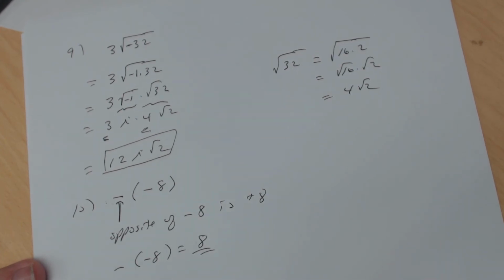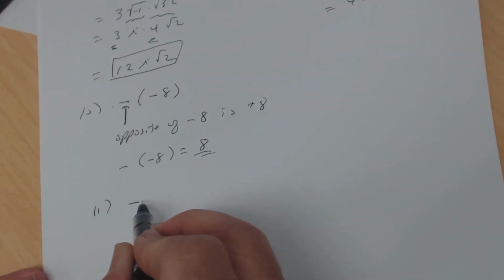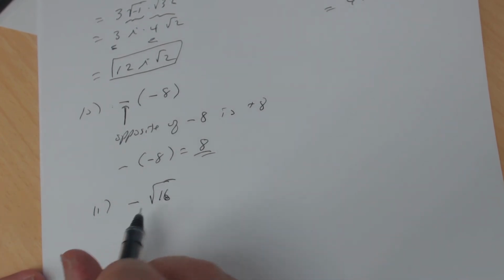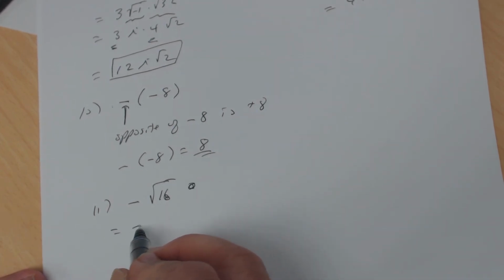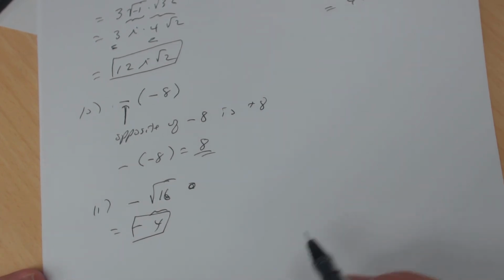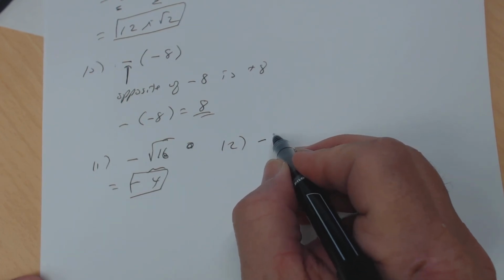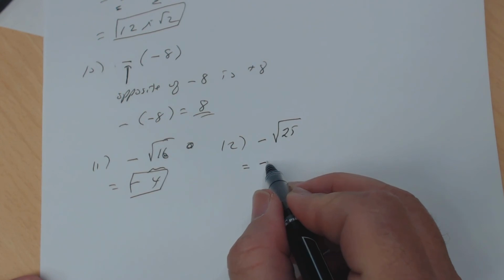All right? Now, if I had this, the opposite of the square root of 16, you had that in a previous lesson. So the opposite of the square root of 16, or negative square root of 16, is just a negative 4. So the answer here was negative 4. All right, so for another one like this, suppose I had the negative square root of 25. So that would be just a negative 5.